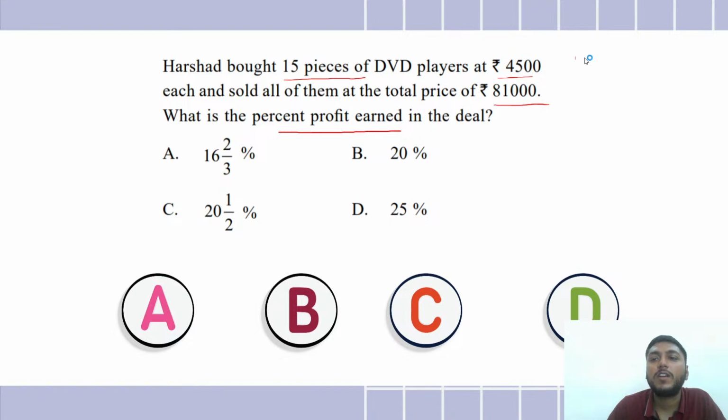So first of all, we'll calculate the overall cost price of the DVDs. That would be 15 into 4,500 rupees. So this would ultimately cost around 67,500 rupees, right? So we have got this cost price. Now selling price is given. That is 81,000 rupees.